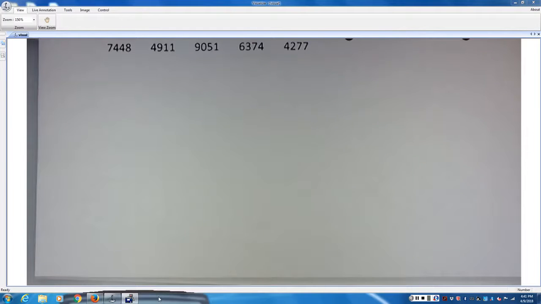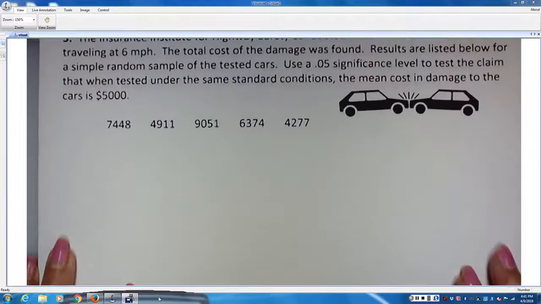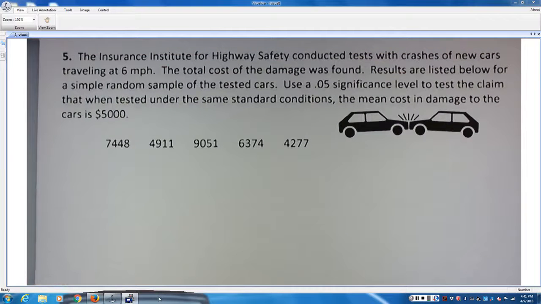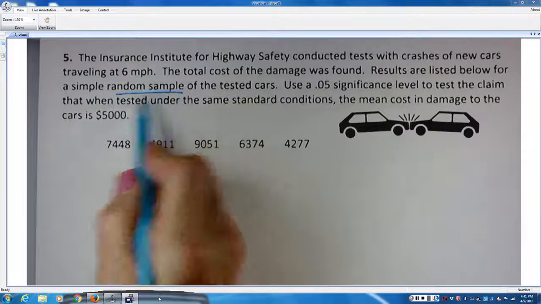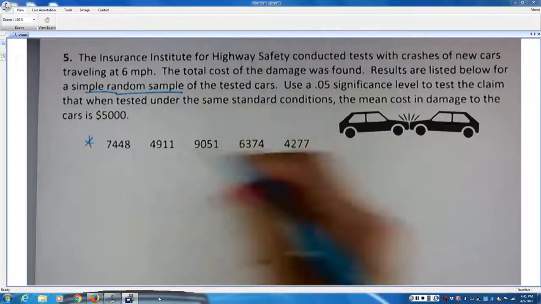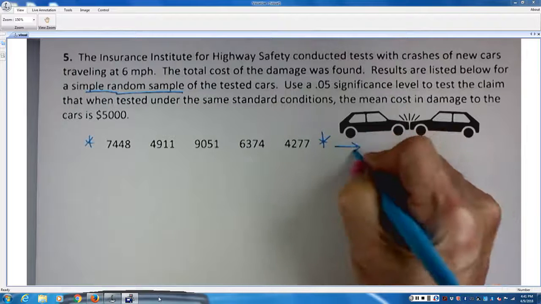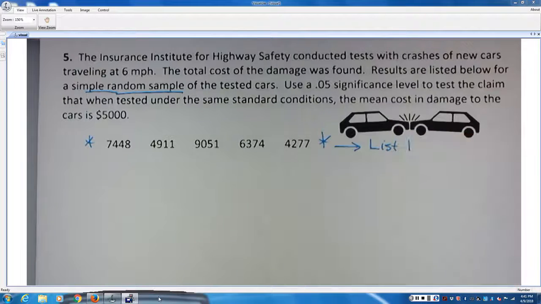Now we've got one that uses data. Insurance Institute for Highway Safety conducted tests with crashes of new cars traveling at 6 miles an hour. The total cost of the damage to the cars was found, and the results are listed below for a simple random sample. So here's our sample evidence, and we're going to put it in list 1. And we're going to use alpha equals 0.05.